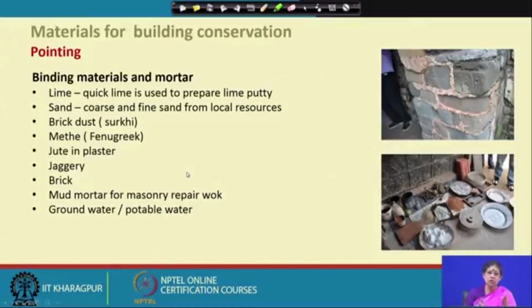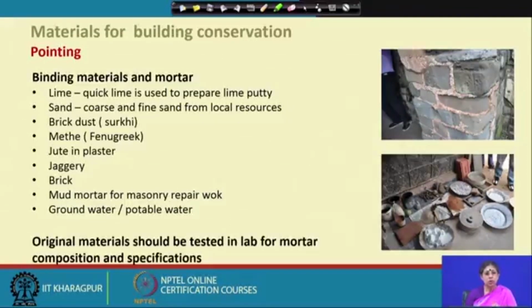This is a general sort of prescription, but place to place, structure to structure, depending on which period it was built, this composition may vary, and we must try to see what the original material was. It has to be tested in the lab for proper composition, proper specification, and only then can one see what type of material has to be used for pointing. And as I say, the material is important.